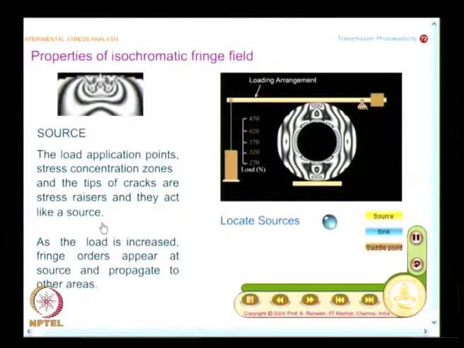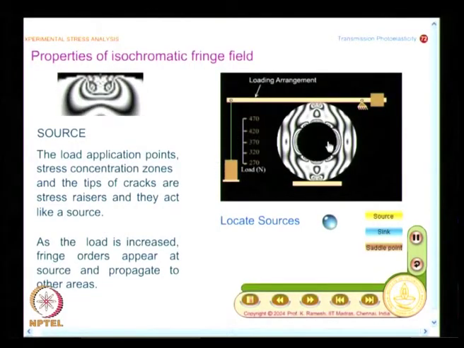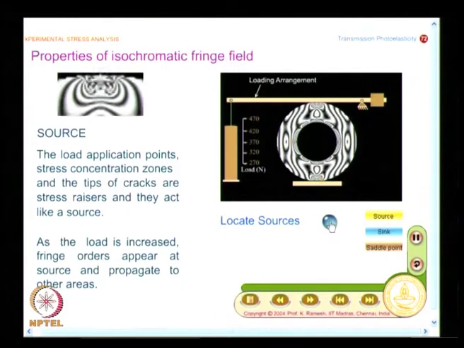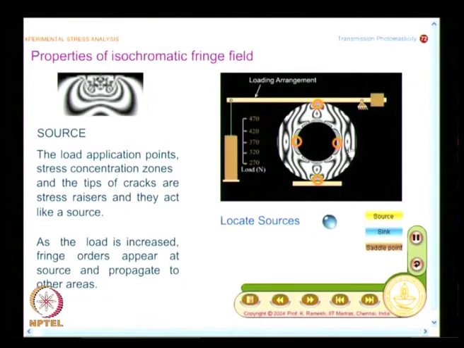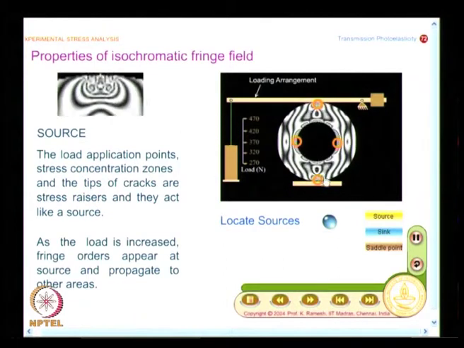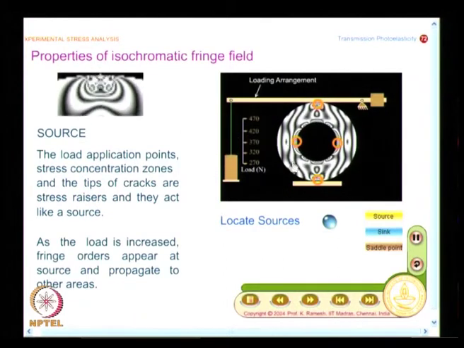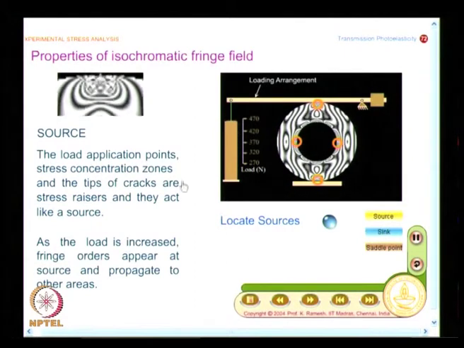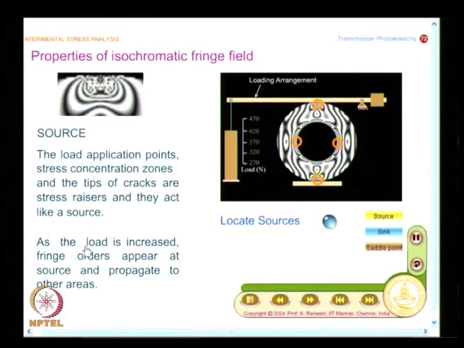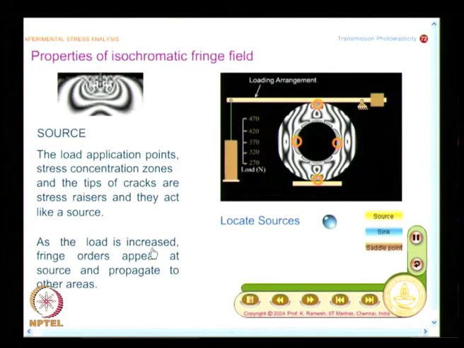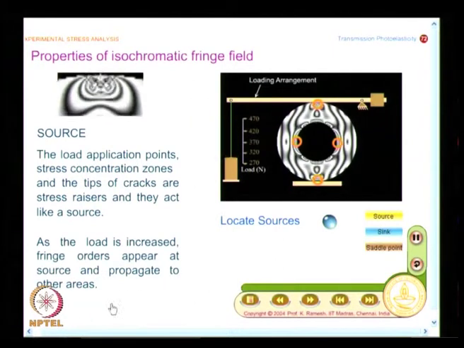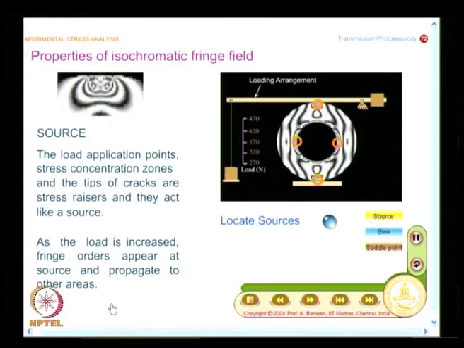And you have many such sources in the case of a ring under diametric compression, and you can also locate the sources. I have not located all of them. This gives you an indication of how to go about locating the sources. And this is the key point. As the load is increased, fringe orders appear at the source and propagate to other areas. So, if I label the fringe, I can trace its label as it moves out.